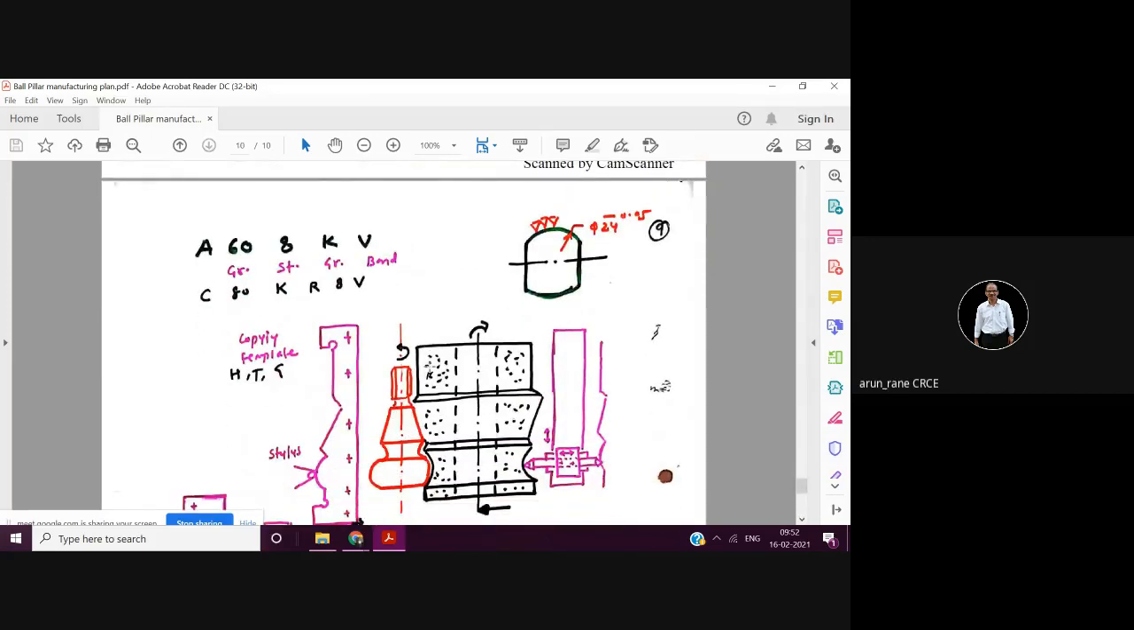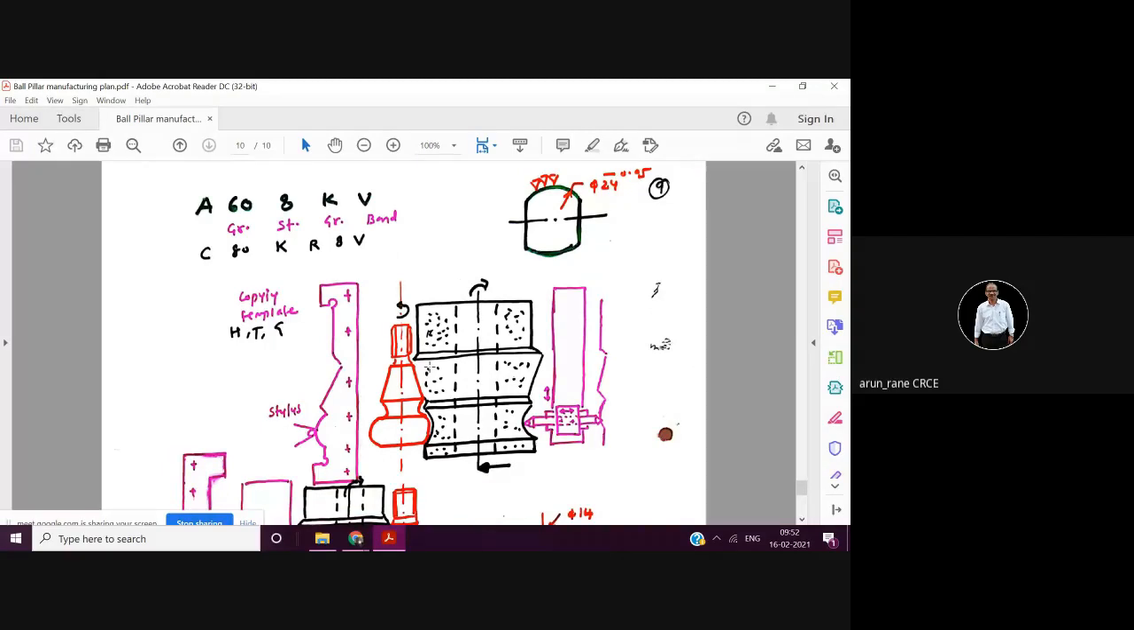Then now grinding. Now this is the setup for the grinding, and these are your specifications for the grinding wheel, which you might be familiar with.